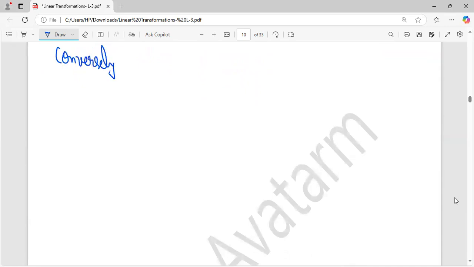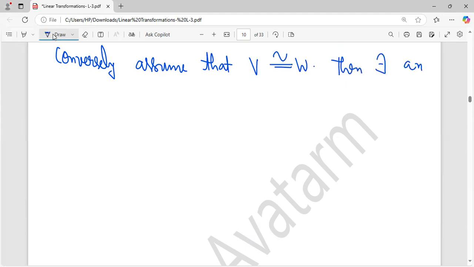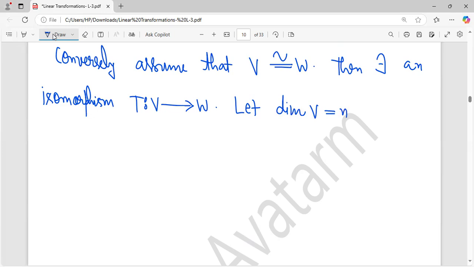Conversely, assume that V is isomorphic to W. Then there is an isomorphism T from V to W. Suppose the dimension of V is equal to n.